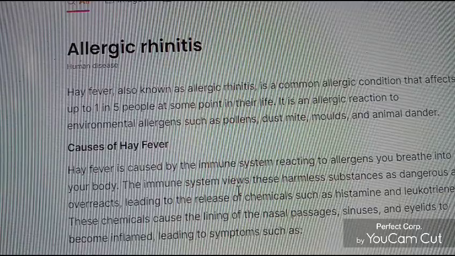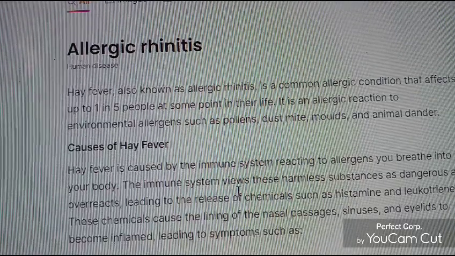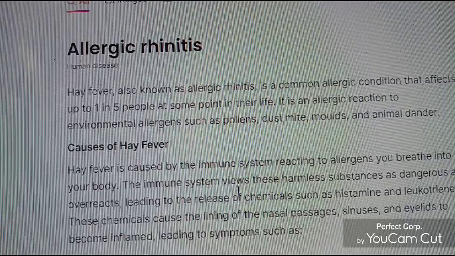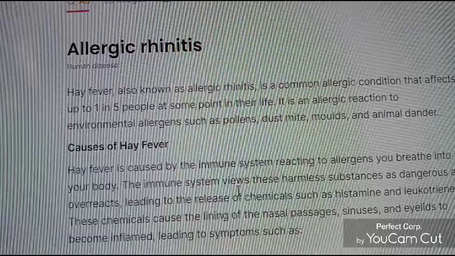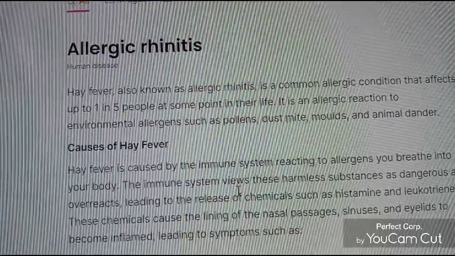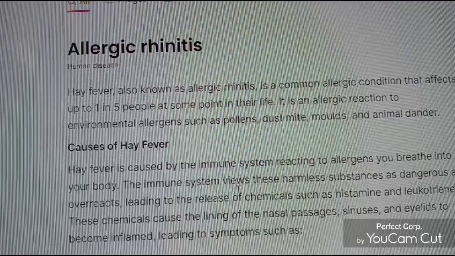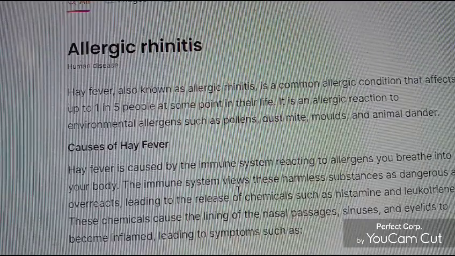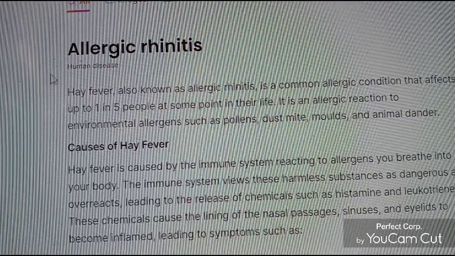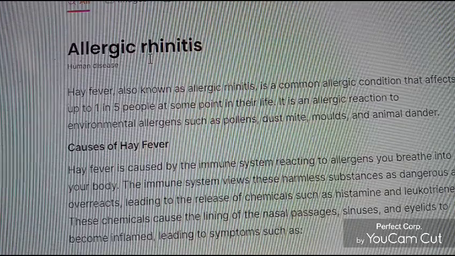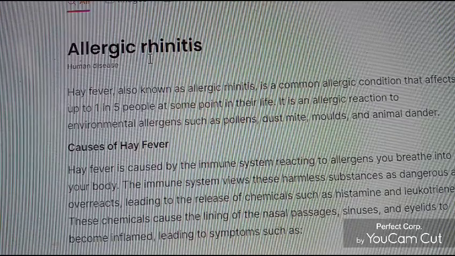Since I was asked to talk about hay fever, the best thing is to go again directly to see our experts, to see what these bullshit artists are telling us about this hay fever, otherwise called allergic rhinitis. Rhinitis, inflammation of nose.